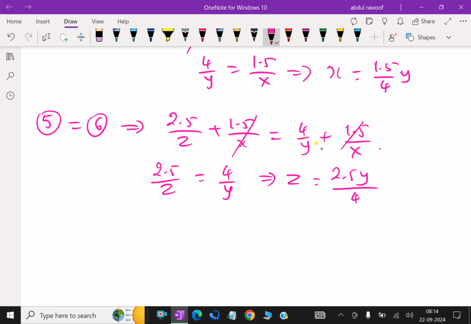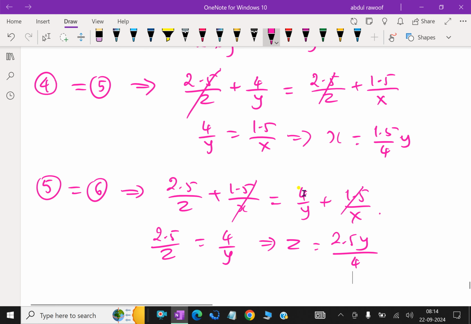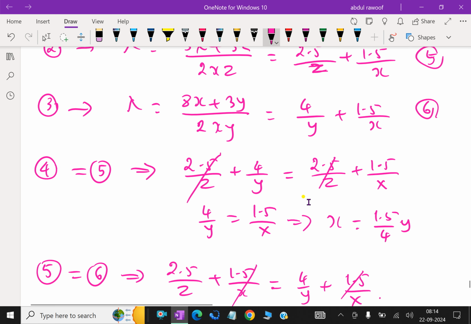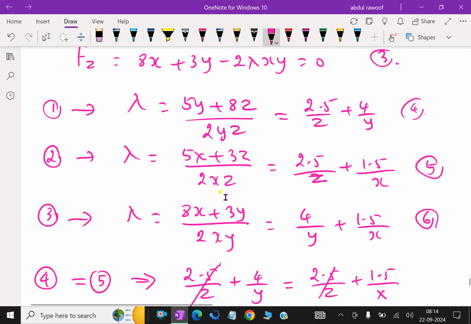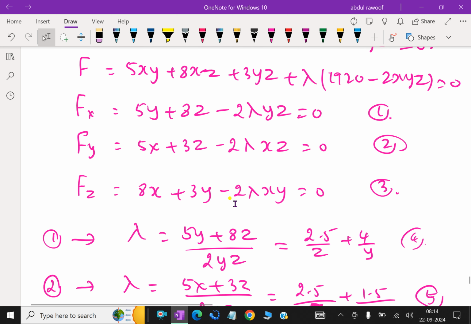We have two values: the x value and the z value. Then we can substitute the x value and z value in the constraint equation.